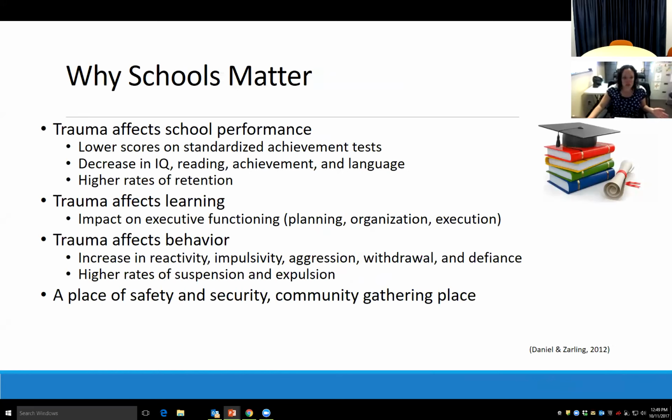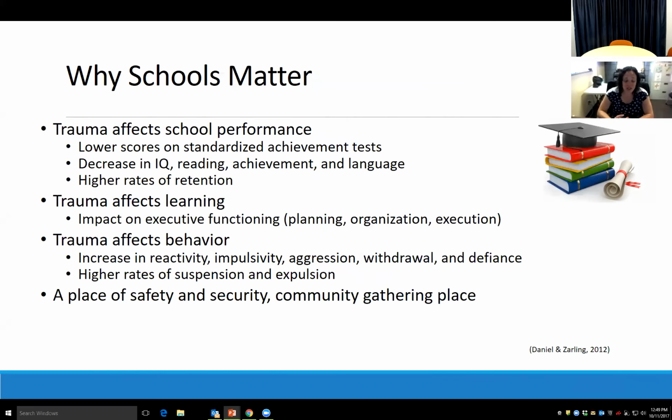So why schools matter? Trauma affects school performance. We see lower scores on standardized achievement tests. We can see decreases in IQ, particularly with chronic complex trauma, decreases in reading achievement and language, and higher rates of retention, grade repetition, as well as dropouts.